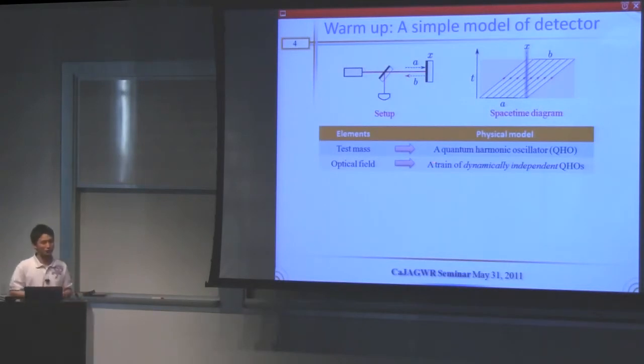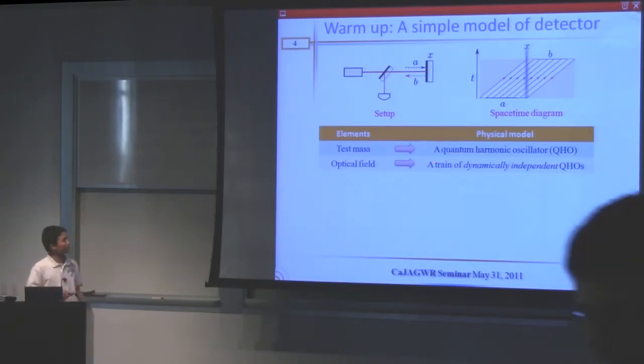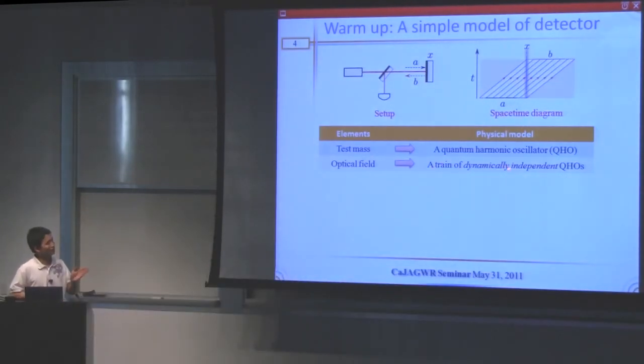And how about the optical field? Again, harmonic oscillators, but they're independent in the sense that at different times they're dynamically independent, but they can be statistically correlated if you want. Actually, after they propagate out, because they all interact with the test mass, the outgoing fields do correlate with each other, but they are dynamically independent.